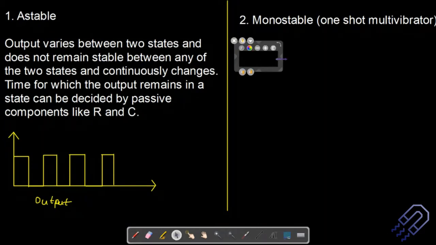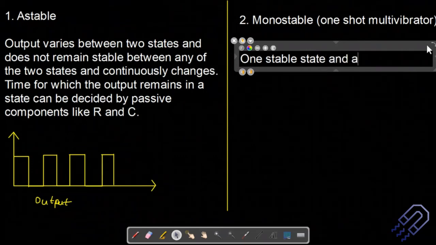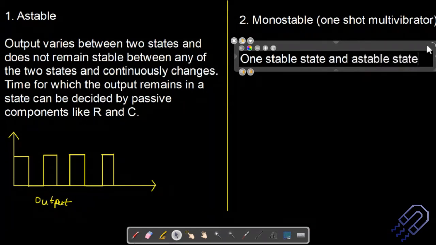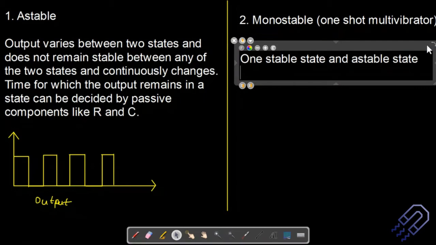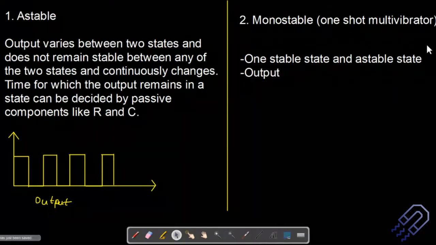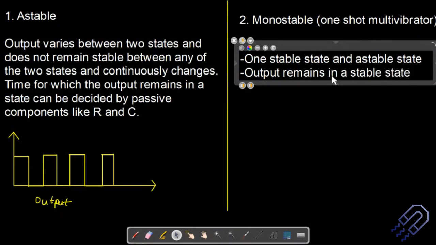Before we draw the figure, I can write down this sentence: there is one stable state and one astable state. So in one state it won't stay for long. In the other, stable state, it can remain depending on what kind of circuit you have, what kind of resistors and capacitors you are using. So what happens is the output remains in a stable state unless triggered.